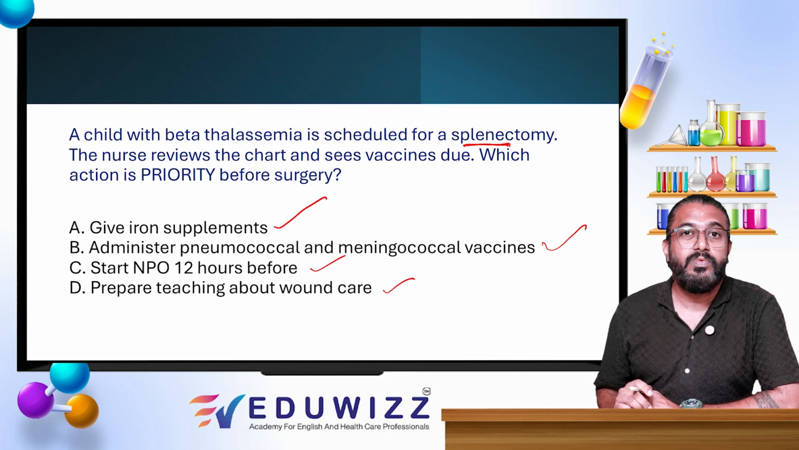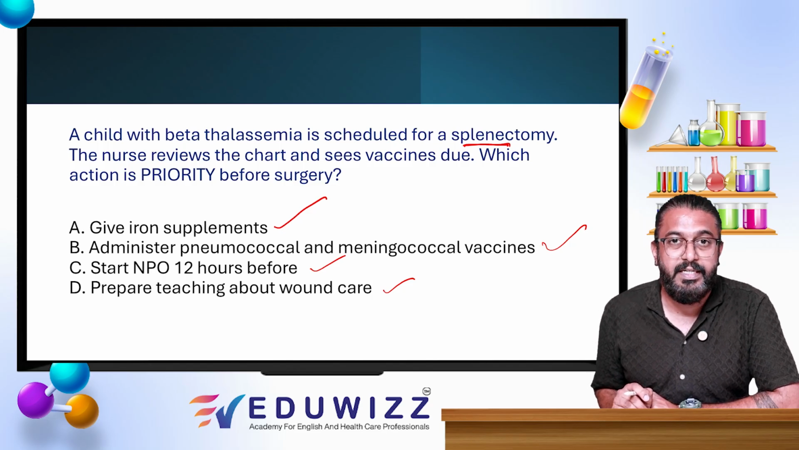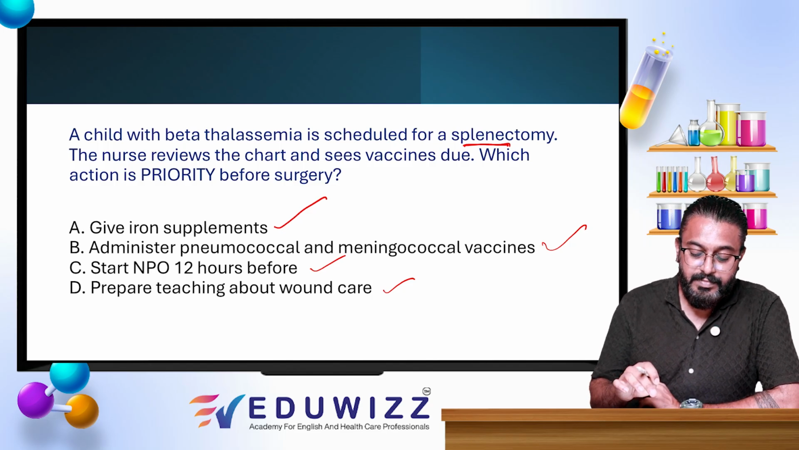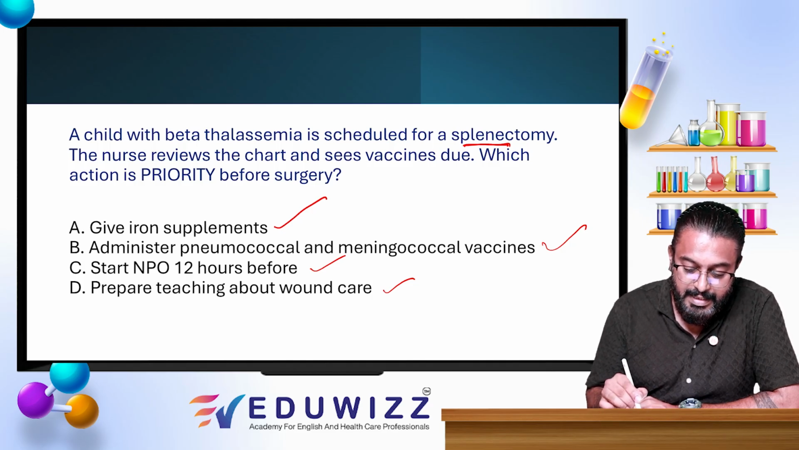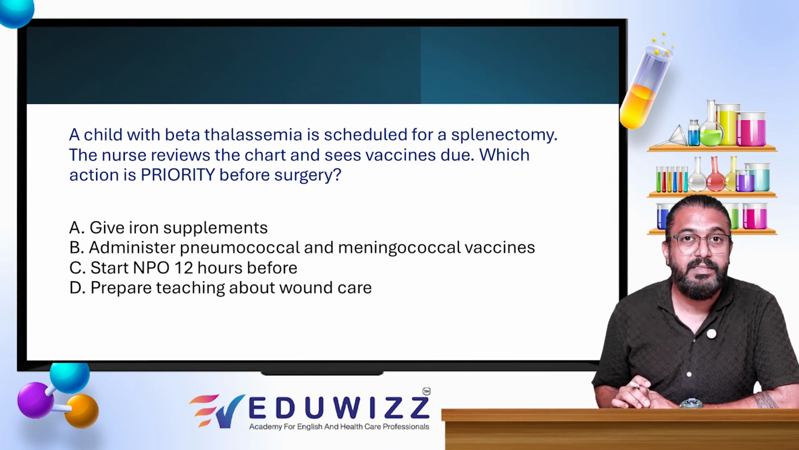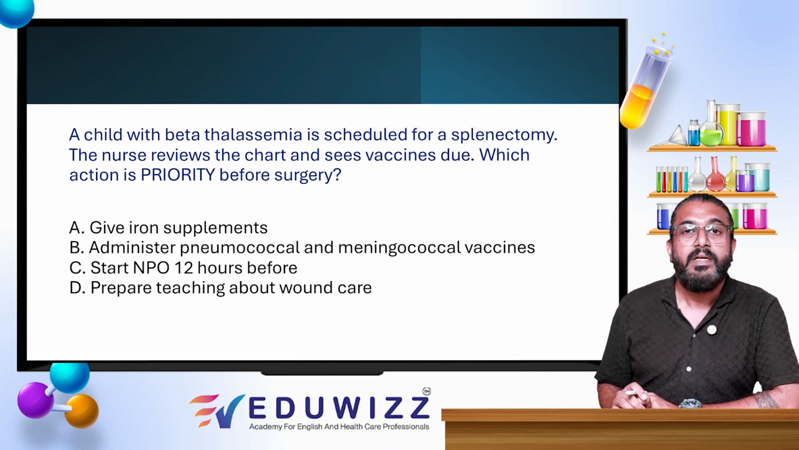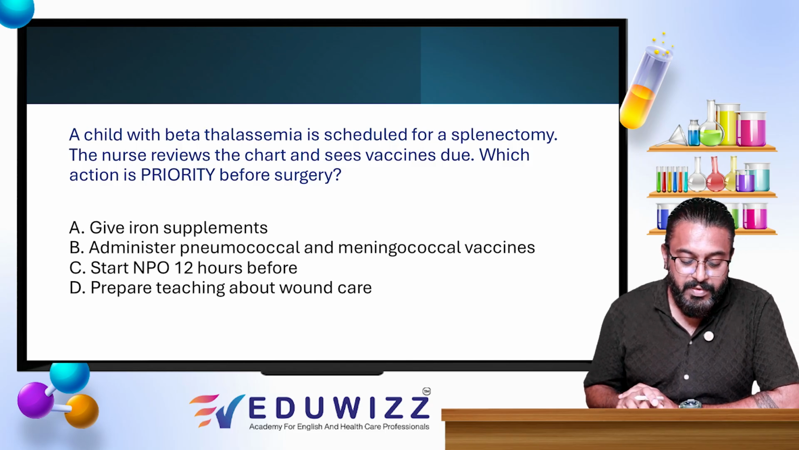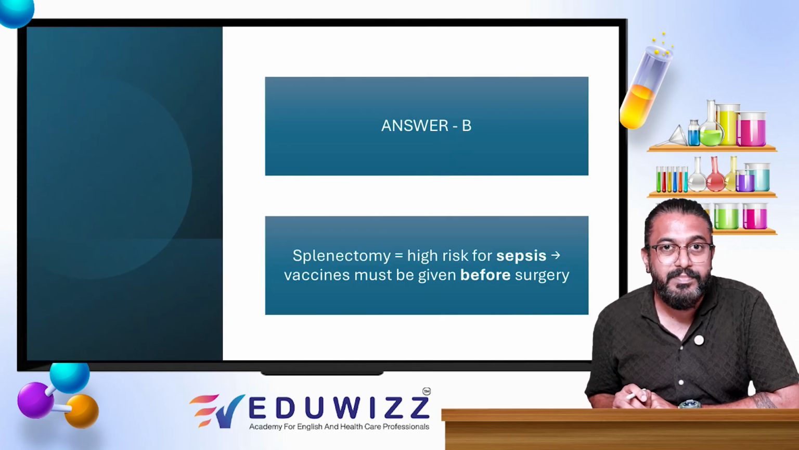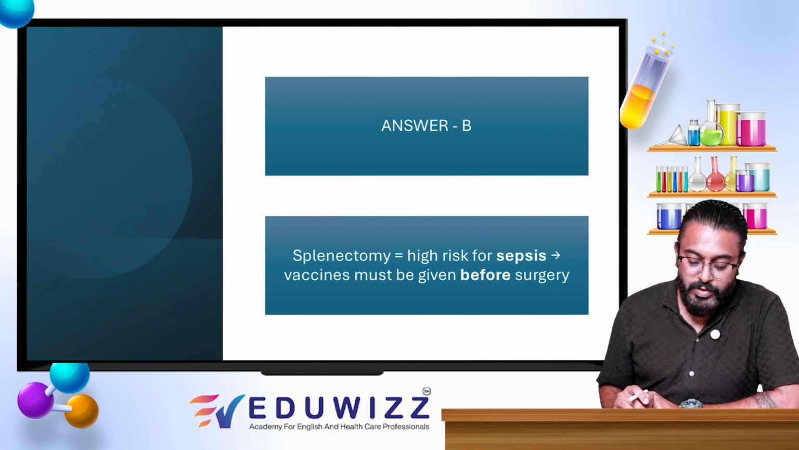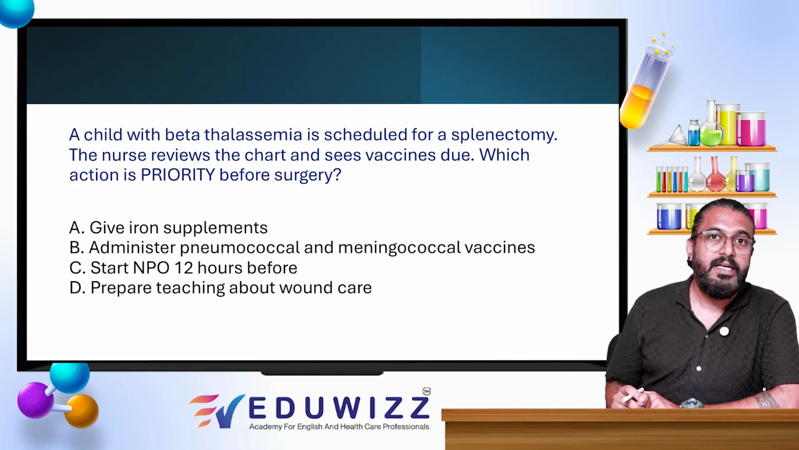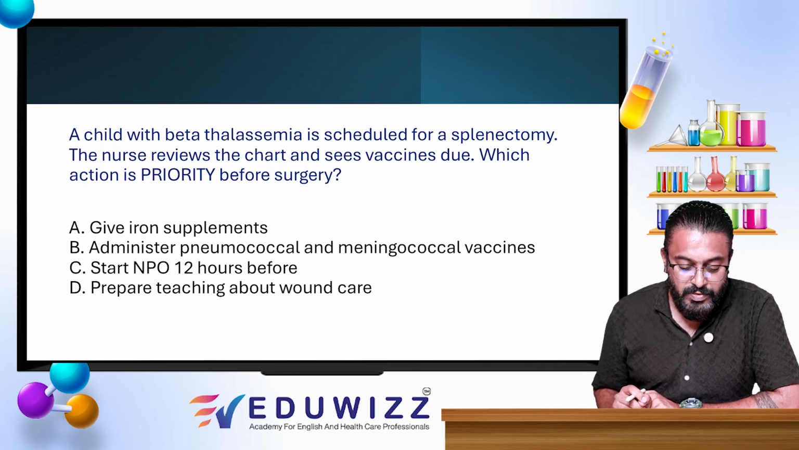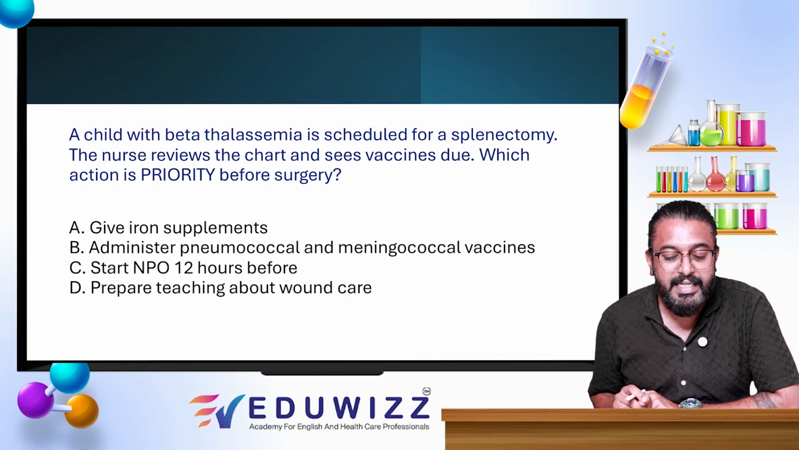So this also we discussed earlier. The child is being prepared for splenectomy. One of the complications that might happen is infection. The child is at high risk for infection. So the priority is to make sure that we give the vaccines on time. Splenectomy equals high risk for sepsis. Vaccines must be given before surgery, especially pneumococcal, meningococcal, and influenza. So these vaccines should be given to prevent infection.